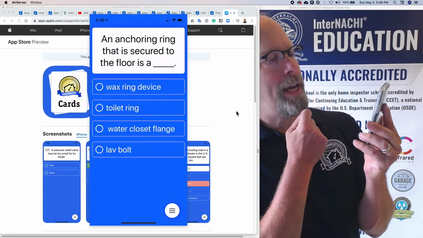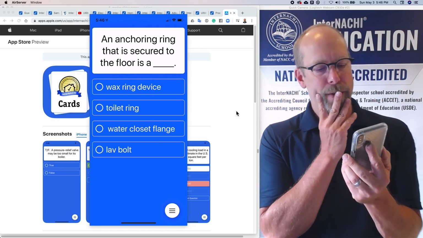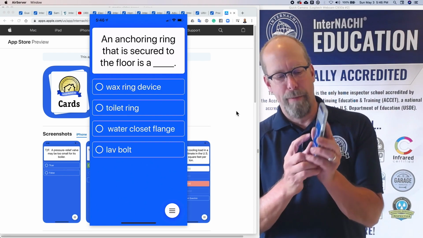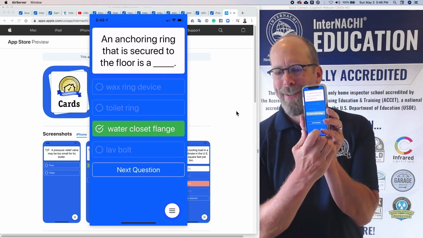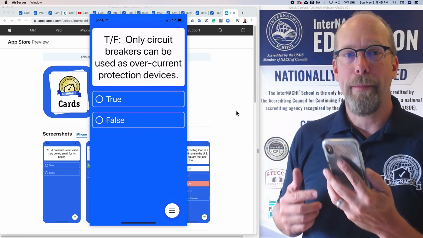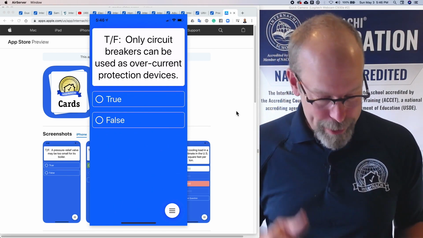An anchoring ring that is secured to the floor is a wax ring device, a toilet ring, a water closet flange, a lav bolt. I'm gonna go water closet flange. That's correct. Next question. That is a lot of fun. So download the app if you have an iPhone. Okay, so let's go back.